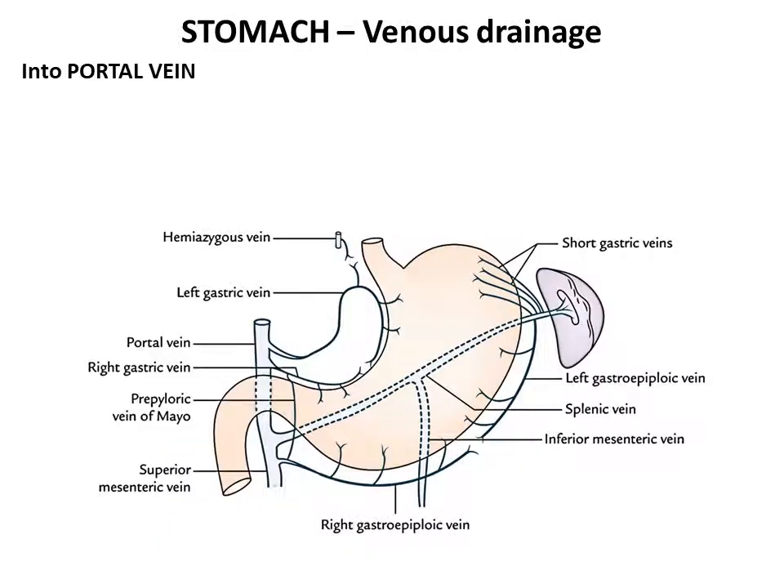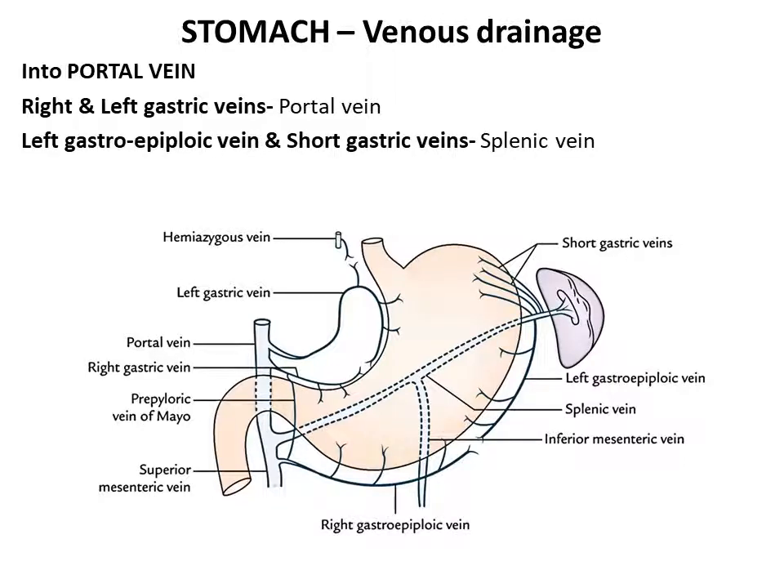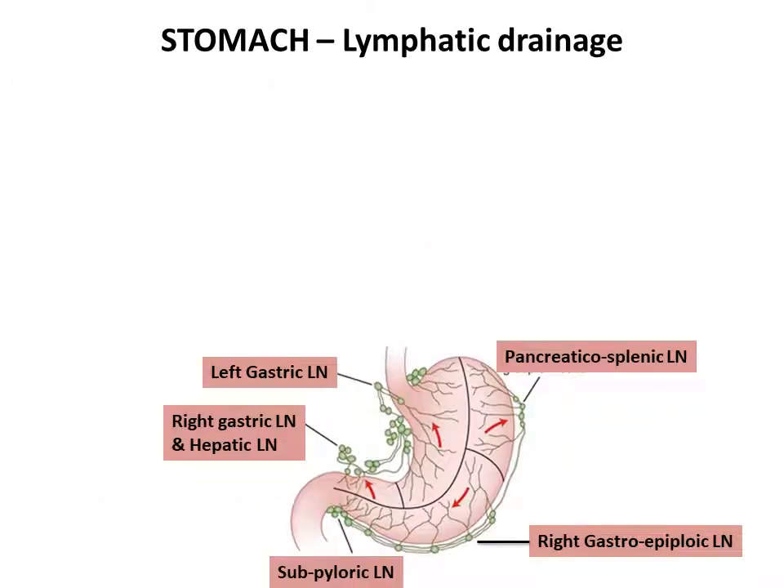The venous drainage of the stomach. The veins correspond to the arteries and drain directly or indirectly into the portal vein. The right and left gastric veins drain directly into the portal vein. The left gastroepiploic vein and the short gastric veins drain into the splenic vein, whereas the right gastroepiploic vein drains into the superior mesenteric vein.